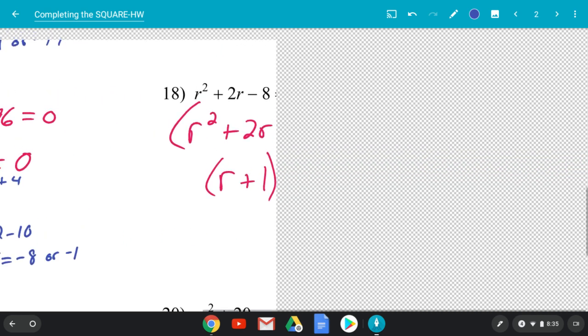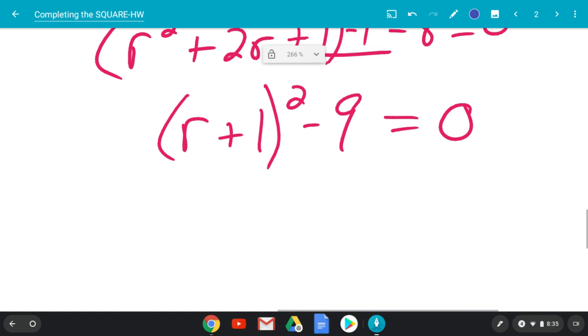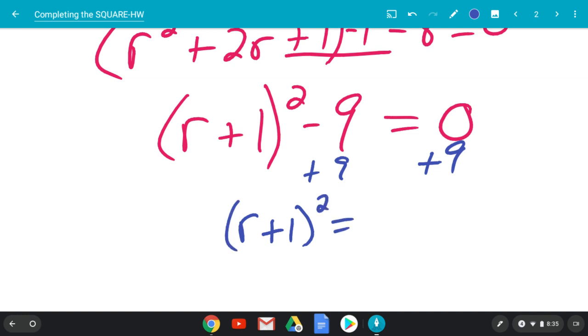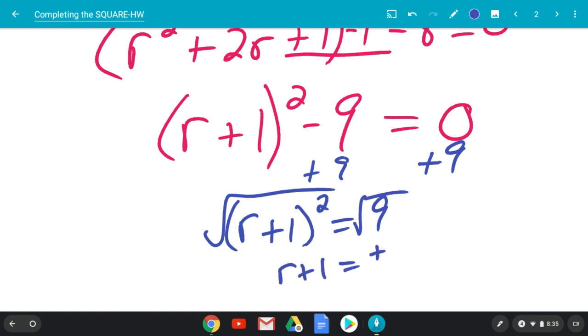Number 18. Plus 9, plus 9. So R plus 1 quantity squared equals 9. Square root of both sides. R plus 1 equals plus or minus 3. Did I get it right this time? Okay. Minus 1, minus 1. R equals 3 minus 1, which is 2, or negative 3 minus 1, which is a negative 4.